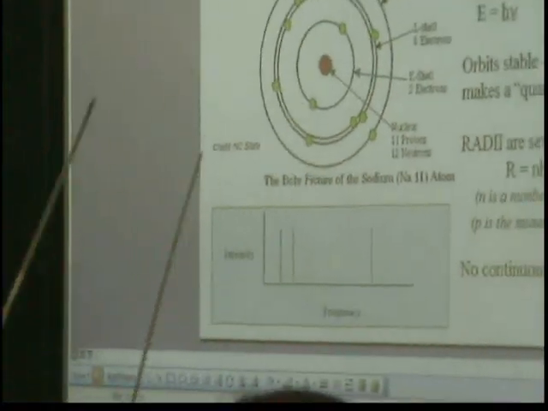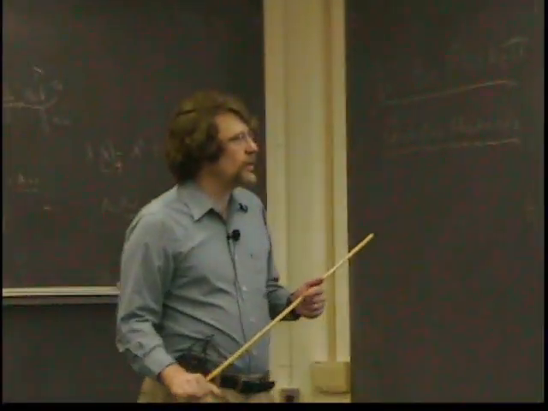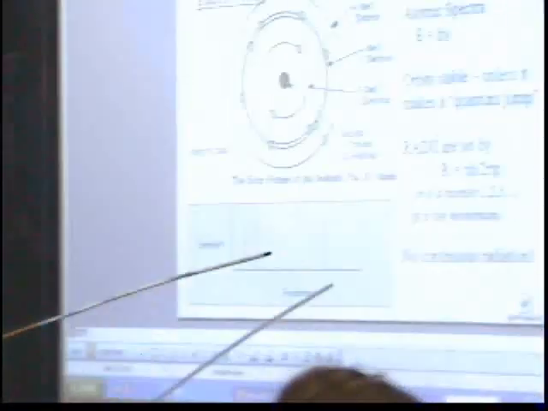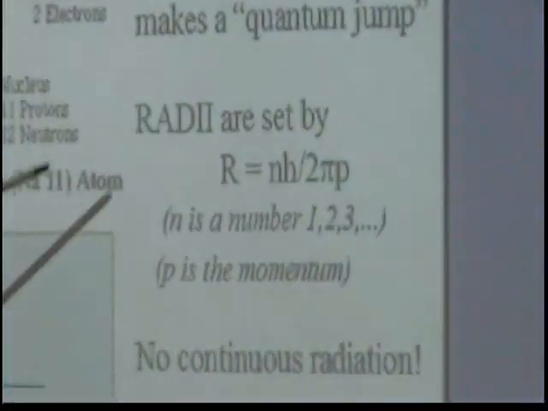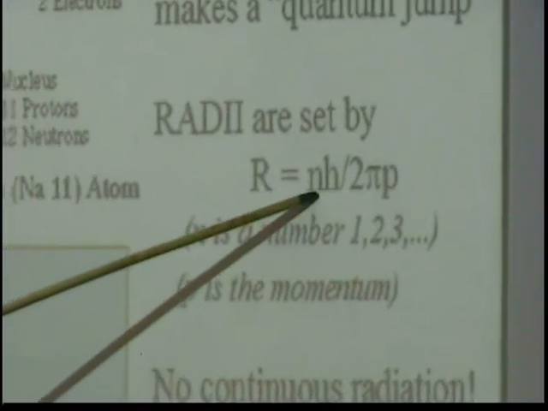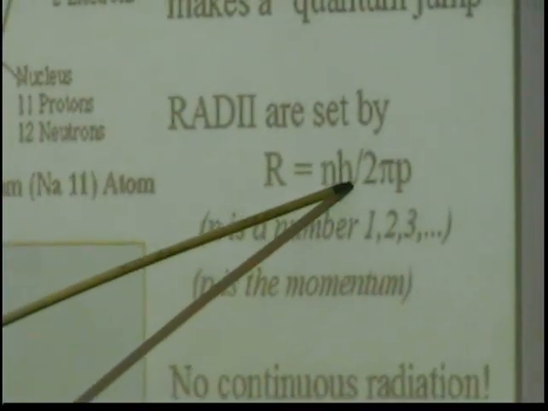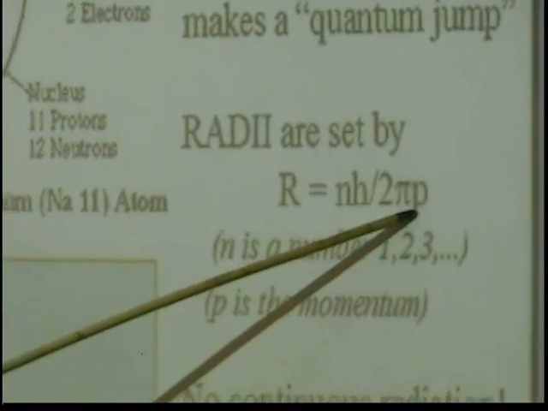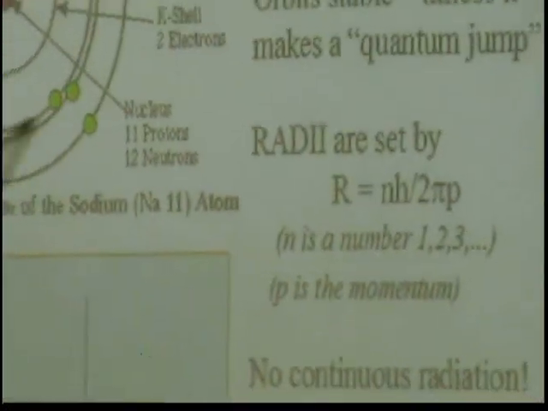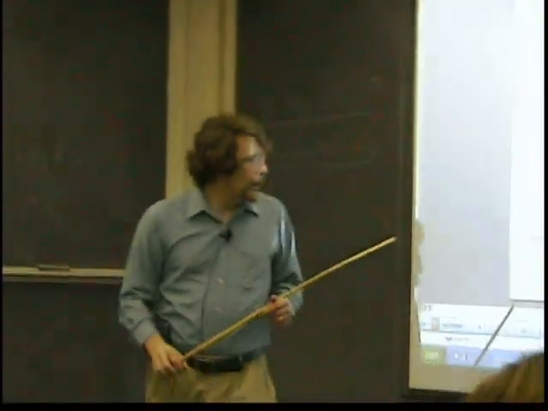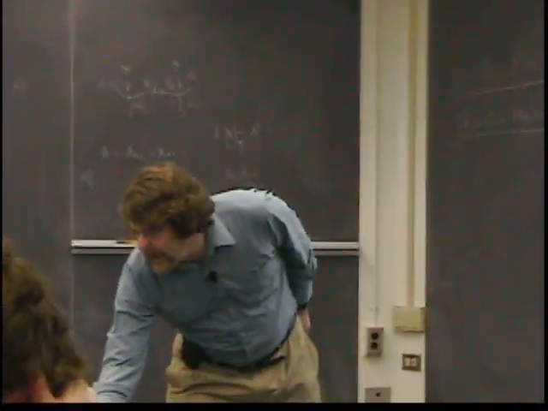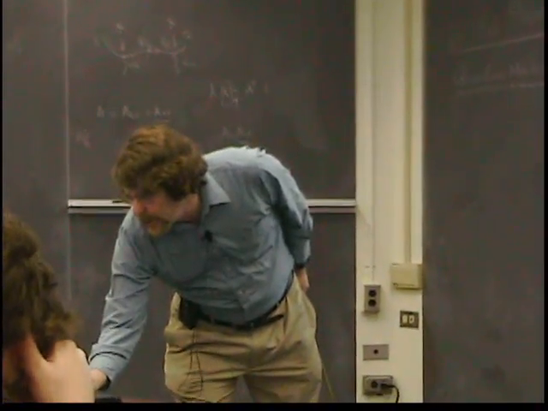You see these very sharp lines. That's called spectroscopy. And the radii, he said, are set by this formula, which he made up: the radius is a number, 1, 2, 3, 4, 5, times this famous Planck's constant, divided by 2 pi times the momentum. And momentum is set by the circular motion equation. So there's no continuous radiation. And this determines most of atomic physics, so it's probably worth an animation.